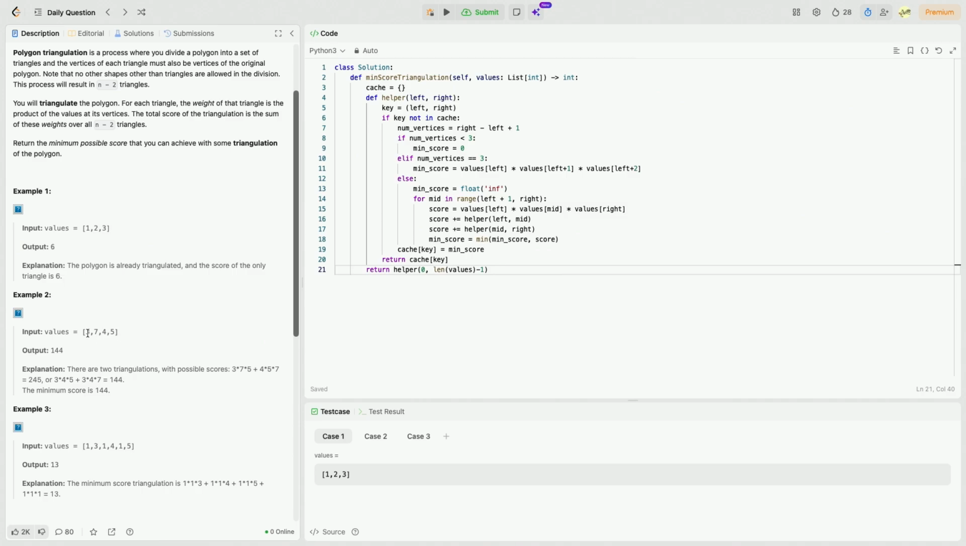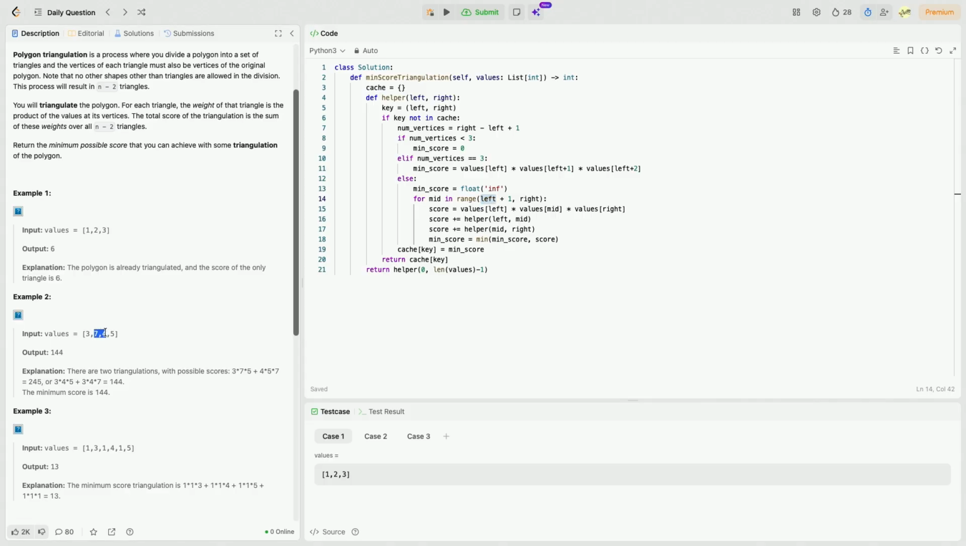Now let's pick the next one. So again, we start with left 0, right being 3, but the number of vertices is of course 4. So we're going to enter this case. The minimum score is set to infinity, and we're now going to iterate over the mid. So we're starting at index 0 plus 1. So mid is going to assume the values 1 and 2, but not 3, because that's exclusive, not included in the range.